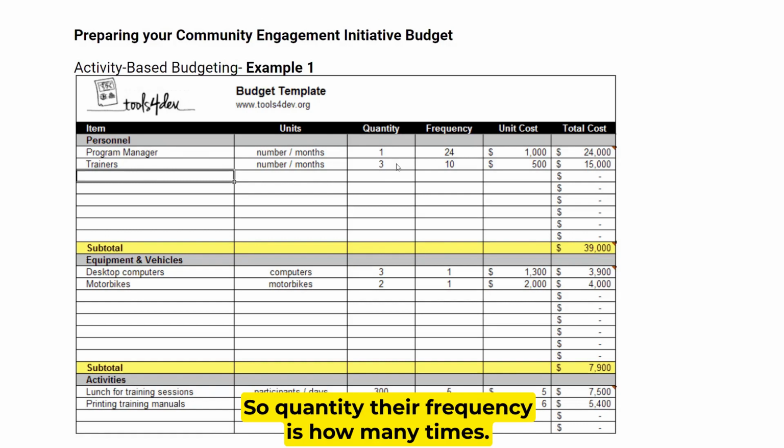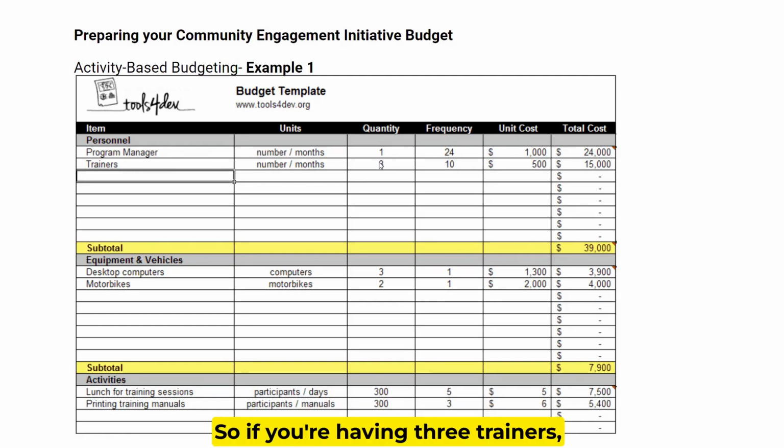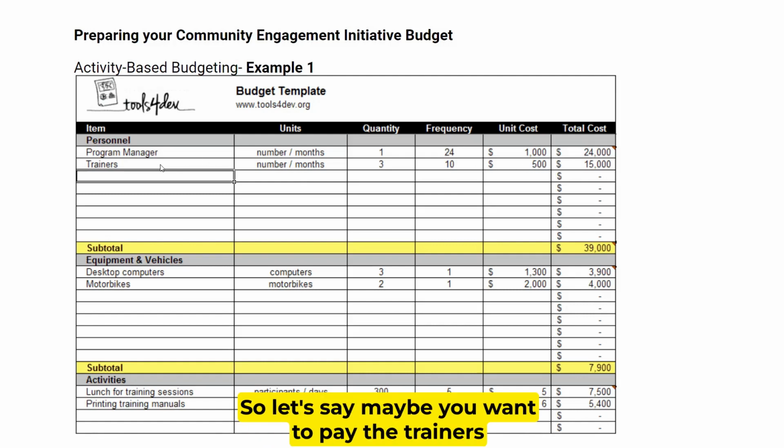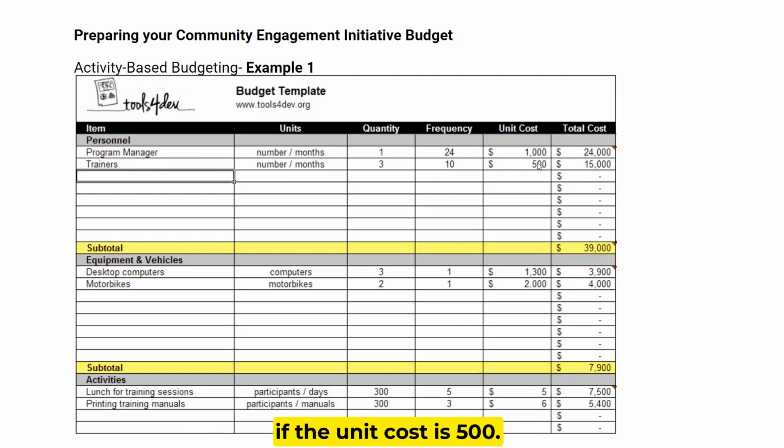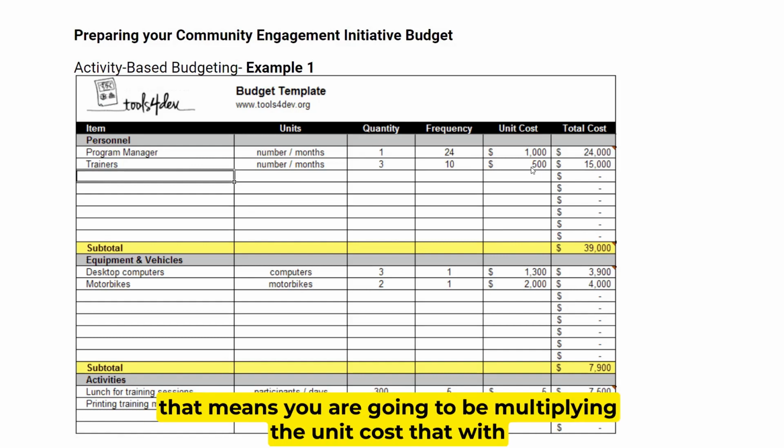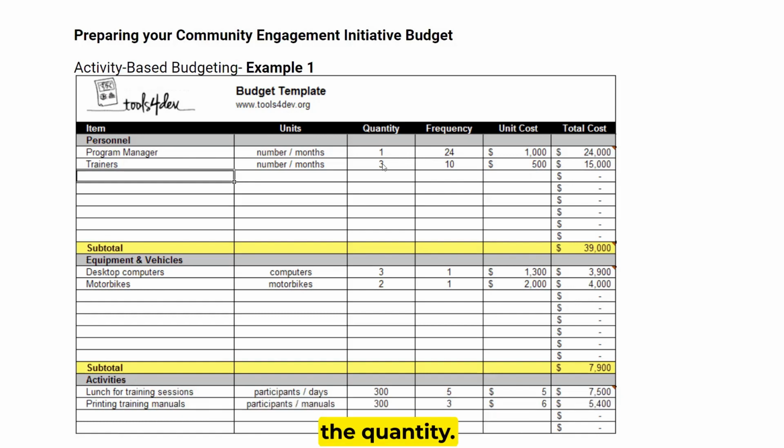So quantity, the frequency is how many times. Okay, so if you're having 3 trainers, if it is 10 times in a month, that is the frequency. So what is the unit cost? So let's say maybe you want to pay the trainers. If the unit cost is $500 per one training, that means you are going to be multiplying the unit cost with the quantity.